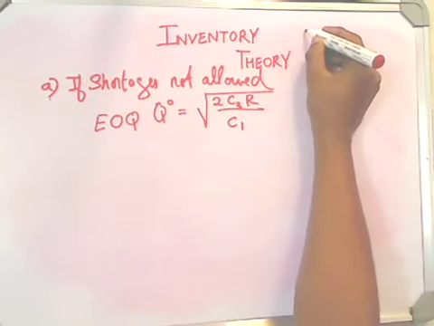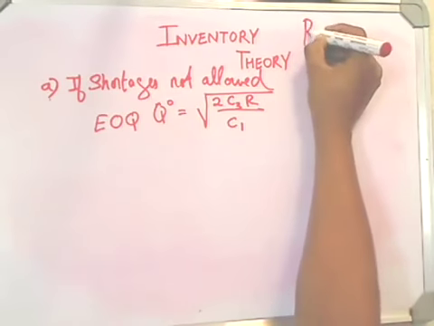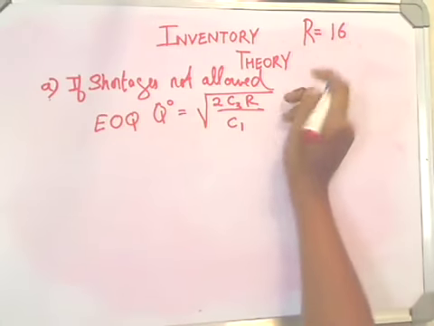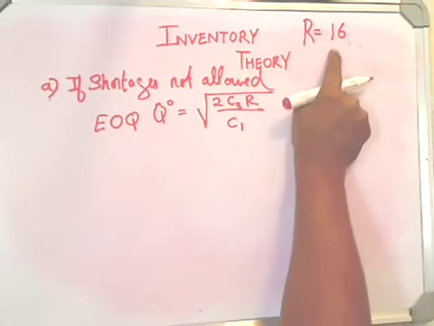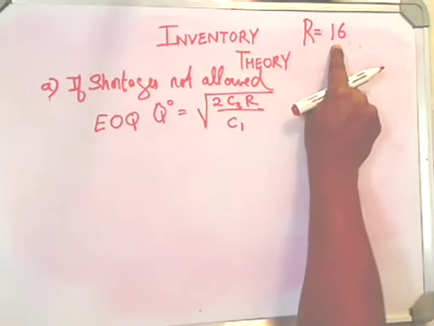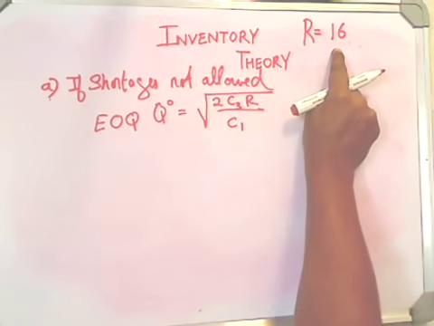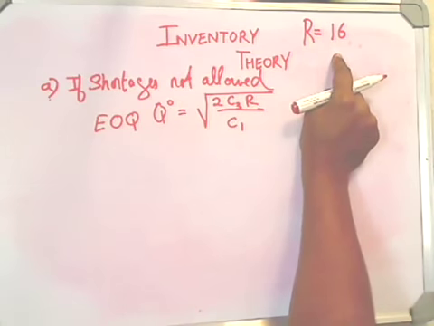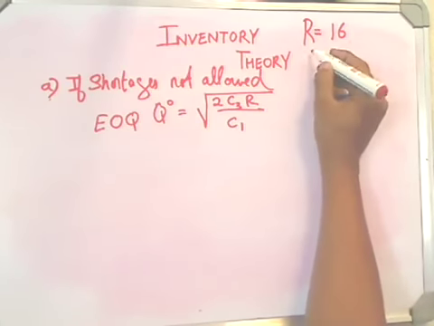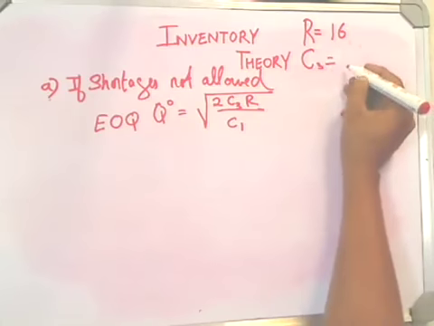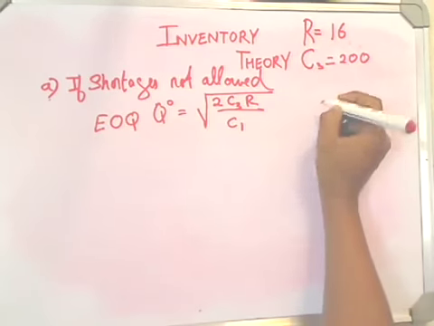First bit of data I'm going to write will be R, which happens to be 16. If you read the problem, it says a uniform rate of 16 tons per year. So 16 tons would be the demanded quantity. So R here is the demanded quantity. The next thing that I'm going to write here is the ordering cost. The ordering cost here happens to be rupees 200 per order. Ordering cost here is given as C3. So C3 is going to be 200.